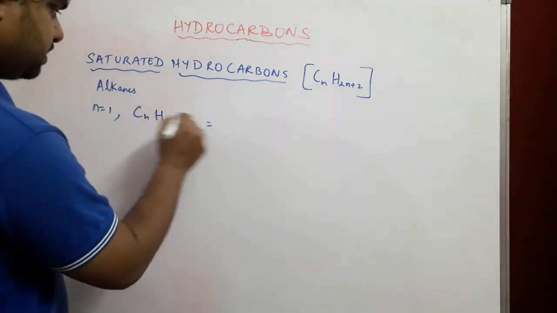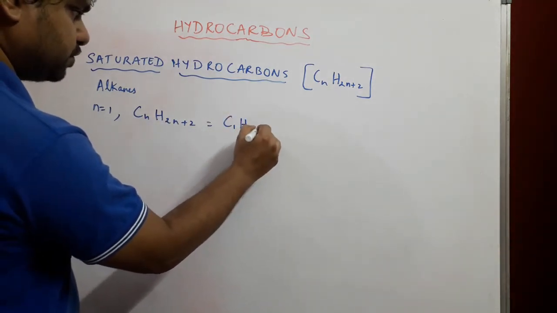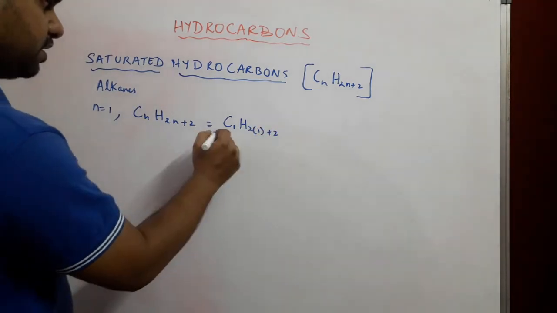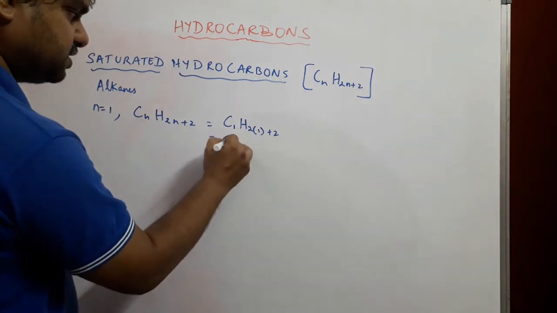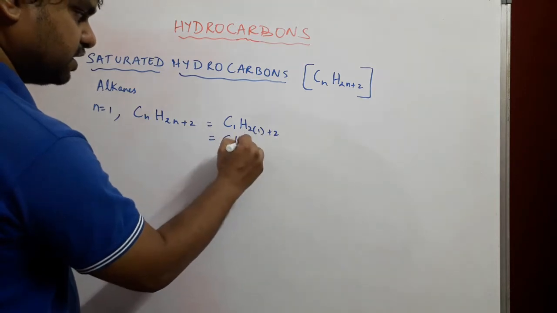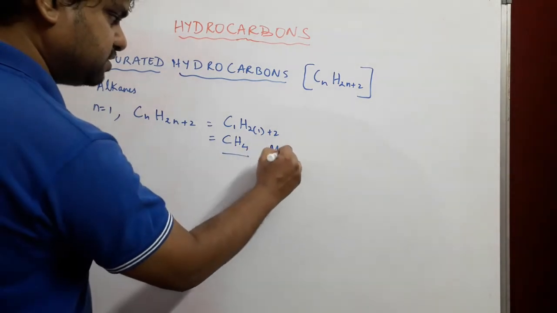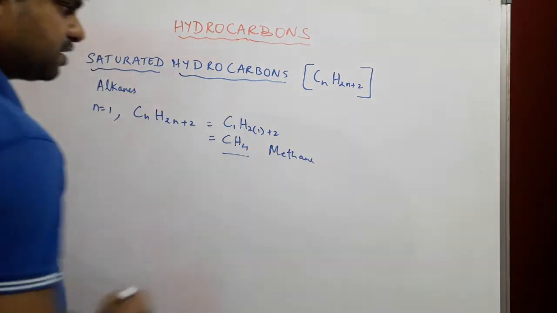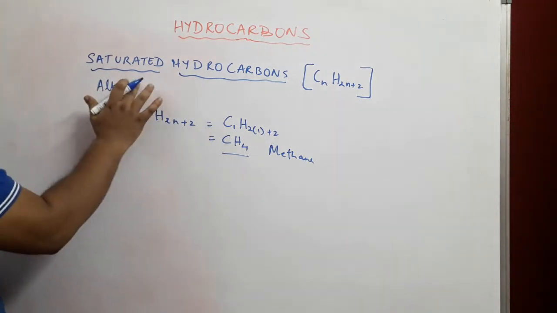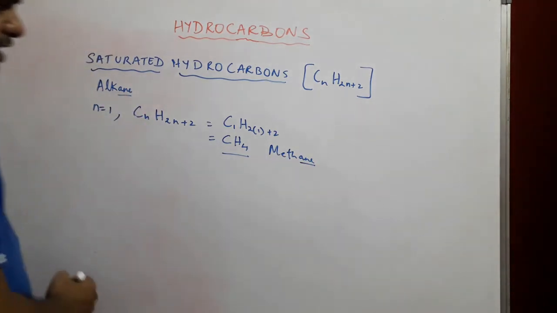When n is equal to 1, it becomes C1 H2×1+2. C1 we can just leave as C, and 2 into 1 is 2, 2 plus 2 is 4, so we get CH4. This compound is known as methane. Have a look at alkane, or the plural, alkanes. When you say alkane, it gets this suffix -ane everywhere.